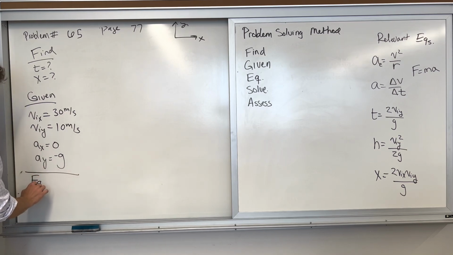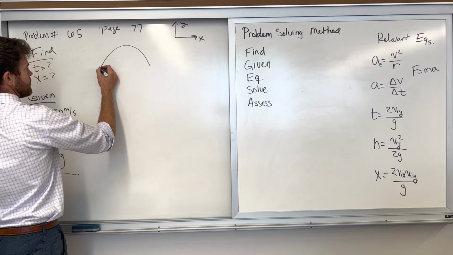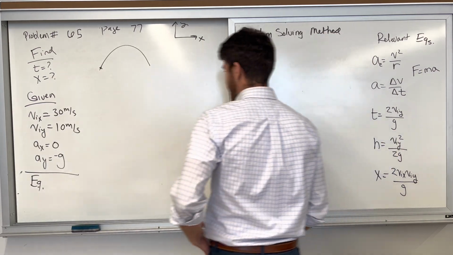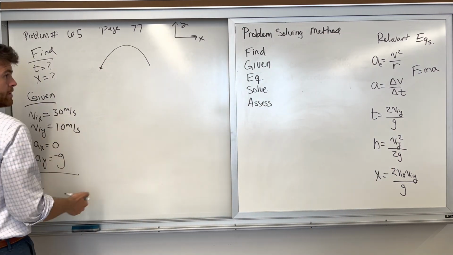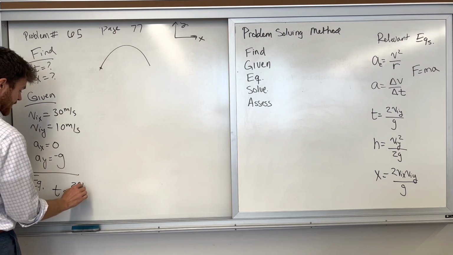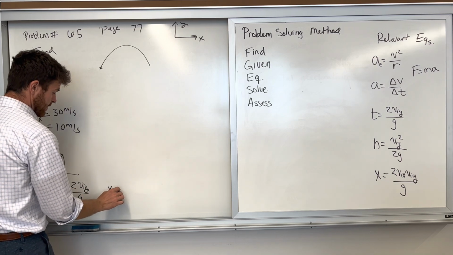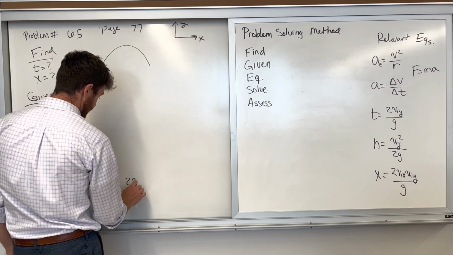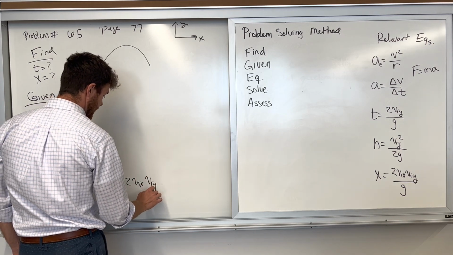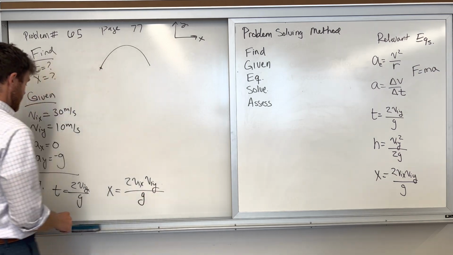And equations. So here we are at the beginning of this parabola, so these equations will be applicable. And so we can just write the time is 2 times v initial y over g. And the horizontal distance is 2 v initial x, the initial velocity in the x direction, times v initial y, the initial velocity in the y direction, divided by g.